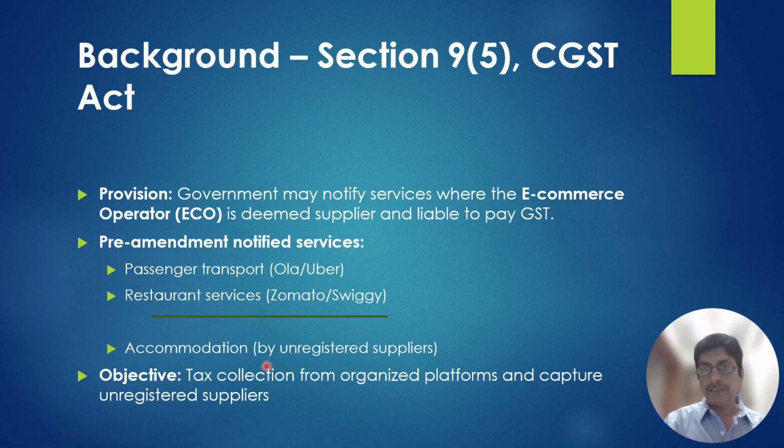They made the amendment to section 9(5) and included in this second category the local goods transporter. What it means is that if the local goods transporter is unregistered and providing a service through an aggregator, that is an electronic commerce operator, then the electronic commerce operator needs to pay the full tax at the rate of 18%. If the local goods transporter is registered under GST, then the ECO will not pay the tax, but the local goods transporter will pay the full tax at the rate of 18%.